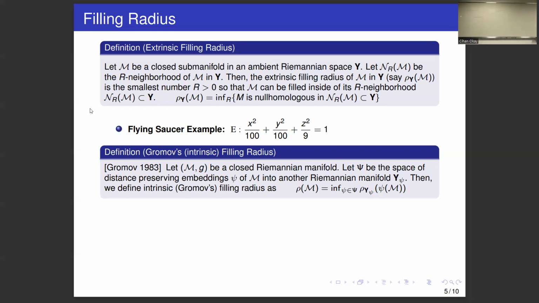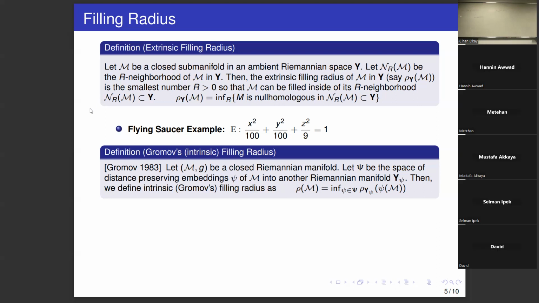And there is no dependency on the ambient space. You give me a metric, I am looking at all ambient spaces, I am taking the minimum of them. This is going to be Gromov's filling radius. This is a very famous metric invariant for a given Riemannian manifold. And for this guy, now, my extrinsic filling radius is 3 because I am taking my neighbors in R^n. It's going to be 3.